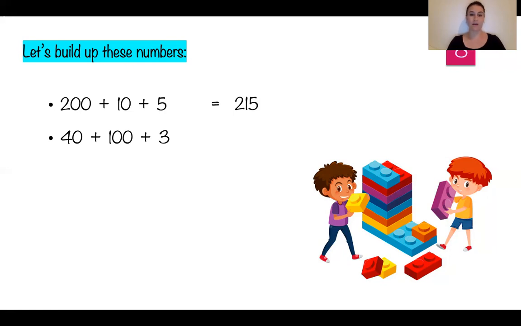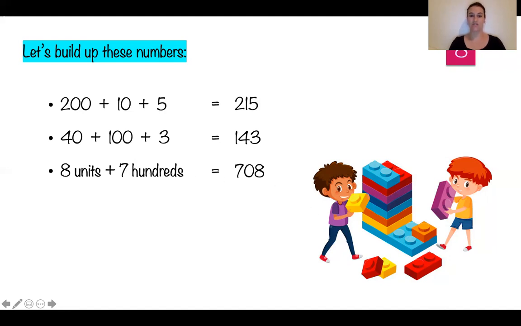The answer is 143. Next, we've got 8 units plus 7 hundreds. Here we can see that there are no tens. There are 8 units and there are 7 hundreds. So we start with the hundreds and we have 7 of them. 708. There are no tens in that number.